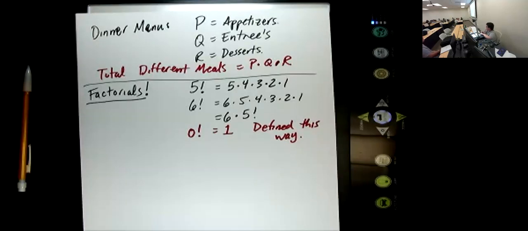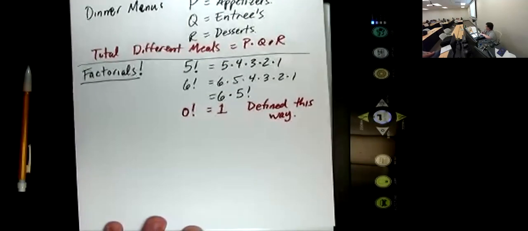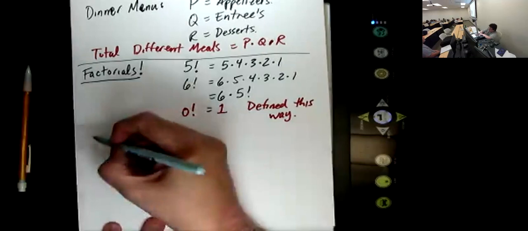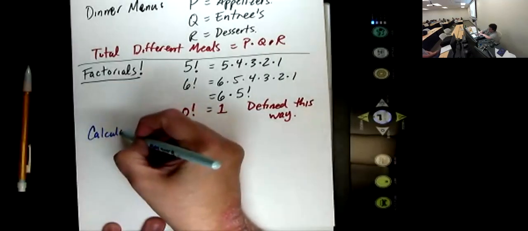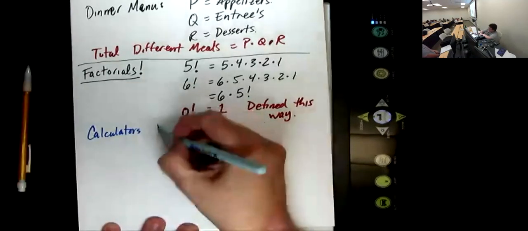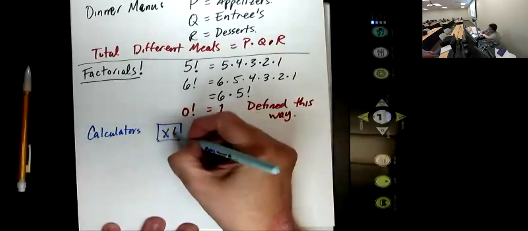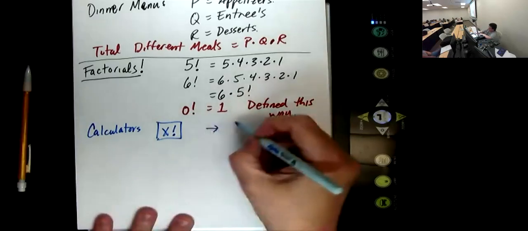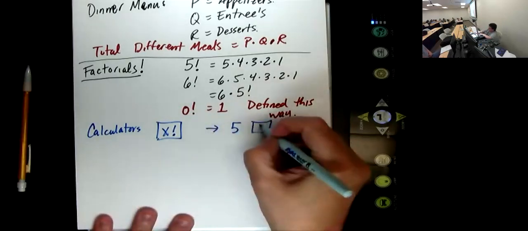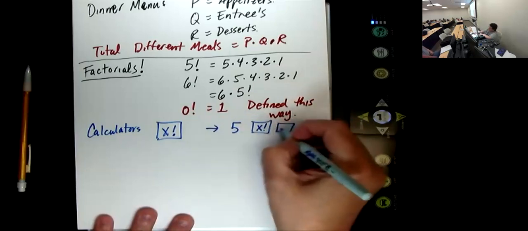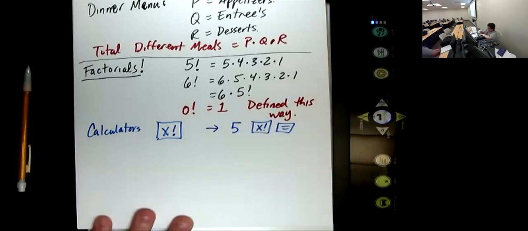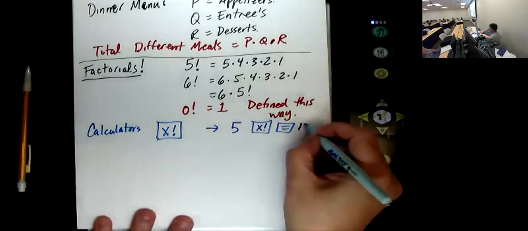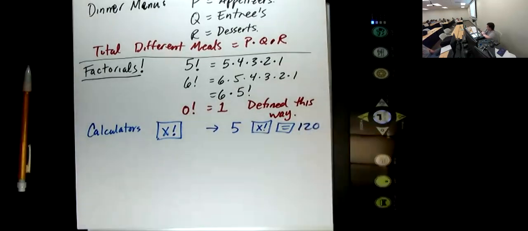Most calculators have this in two different formats. On calculators, you will see x factorial like that. So to get what I wanted, I would hit 5, then x factorial, then equal, and it would spit out 120, which is 5 times 4 times 3 times 2 times 1.